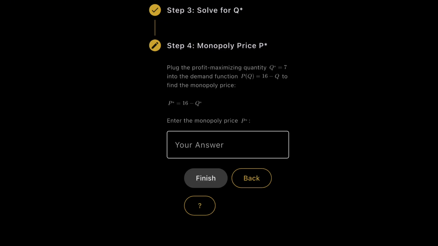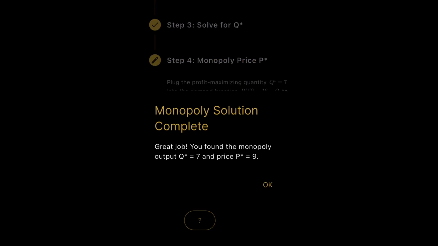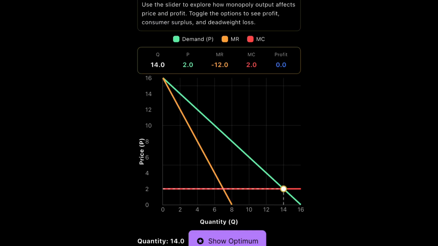And then finally here, we just plug that Q, how much we want to produce, back into the demand function to see what price we should charge. So 16 minus 7 is just 9. That's the optimal price, profit maximizing. We are done. Okay, moving on.